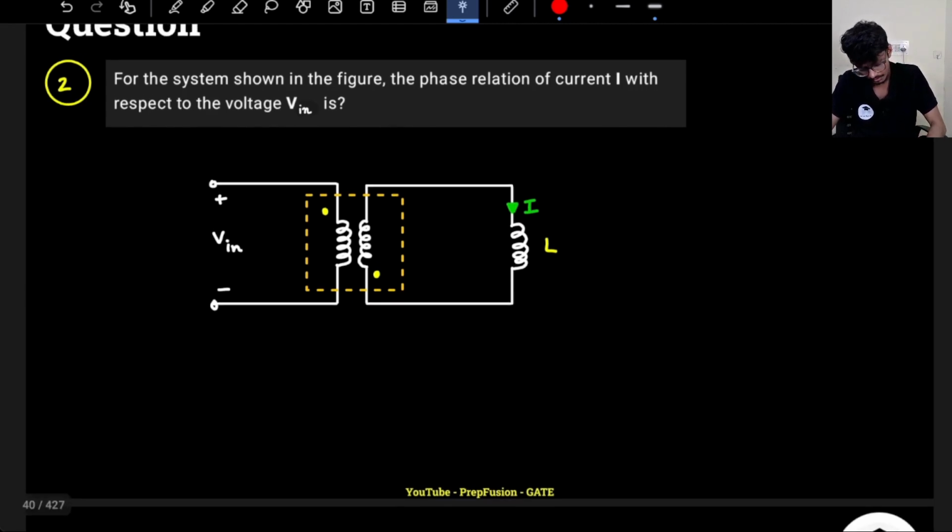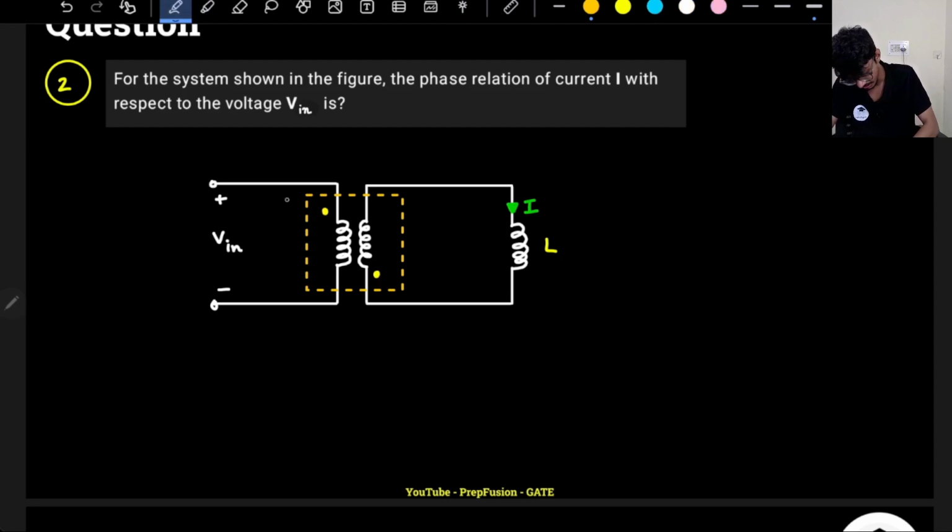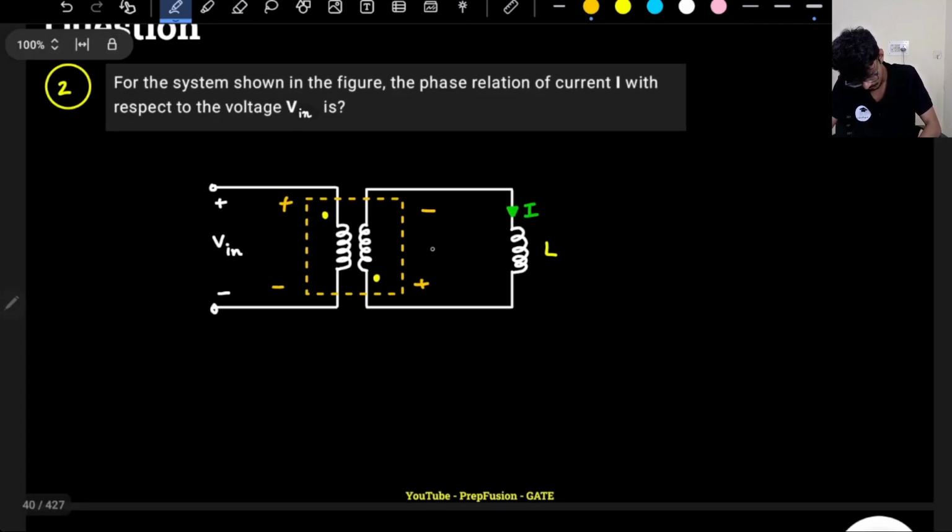So what we know is that this dot is here, this dot is here. If this is my plus minus, this will be my plus minus here. Okay, so it will just be a scaled version here. Let's assume any turns ratio, let's assume here N1 N2 turns. So this value will be N2 divided by N1, V2 divided by V1 equals N2 by N1, into V in.